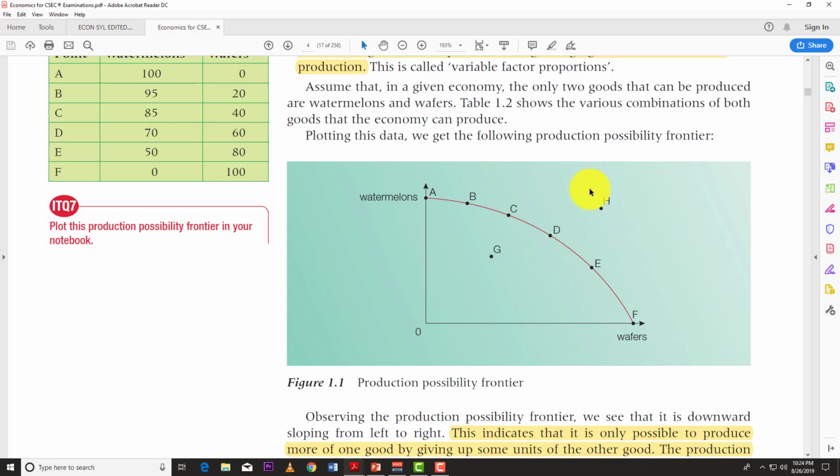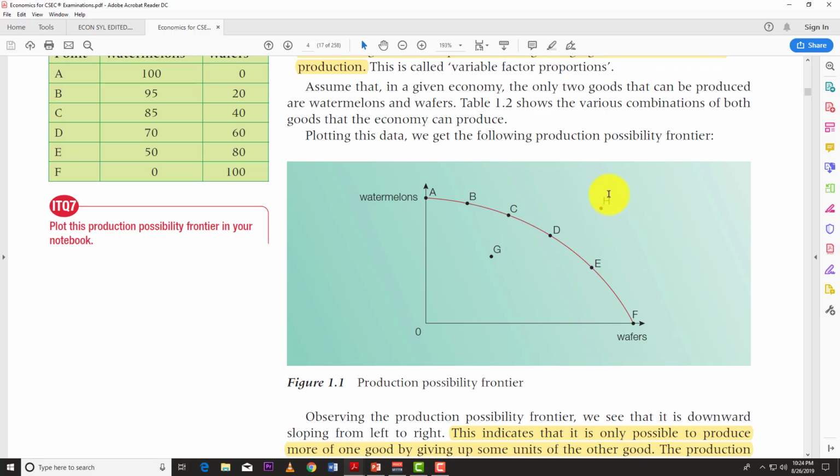Now point H is what you call the unattainable point of production. You can't reach it. You cannot reach point H. You do not have enough resources to reach point H. It's impossible to produce at point H with the resources that this economy contains. You cannot produce at point H.